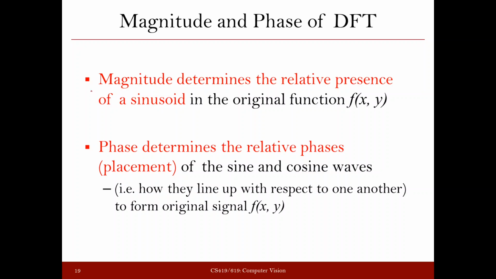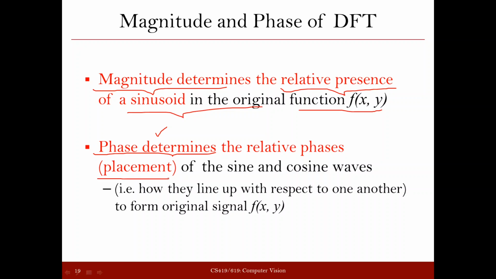If you just see what is the significance of the magnitude and phase in the Fourier spectrum. Magnitude basically tells you the relative presence of sinusoids in your original function f(x,y). It's a relative presence. In some sense you can say it tells you the coefficient of the frequencies. But phase tells you, when you are going to put many sine and cosine waves together, how they are aligned, how they are placed when you are going to, let's say, add them up.